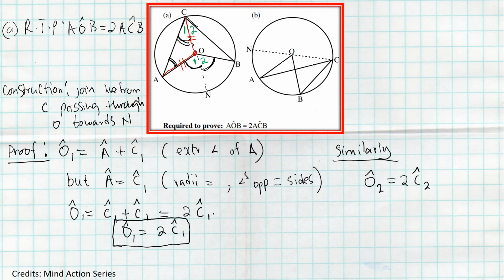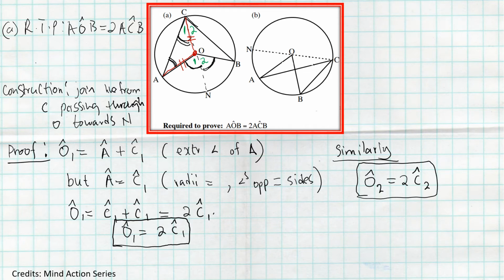So similarly, by following the same approach, saying exterior angle equals this angle plus this angle, then we just say those angles are equal because the radii are equal. So base angles of an isosceles triangle are equal. Then we can also prove that angle O2 is the same as 2 angle C2, right?